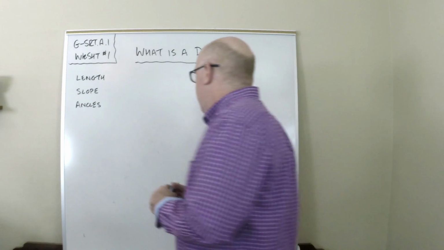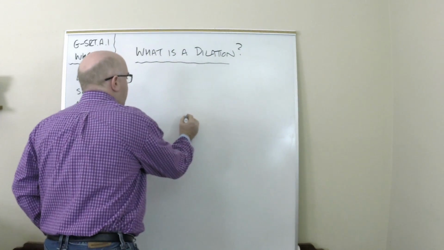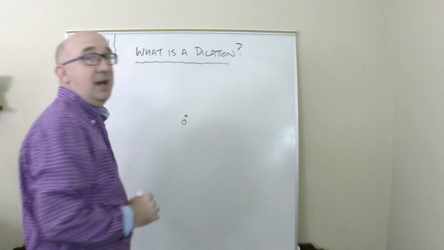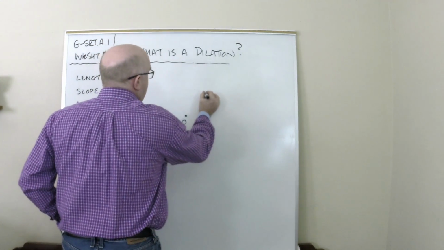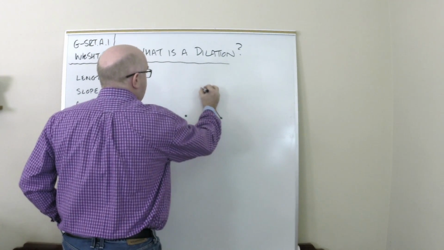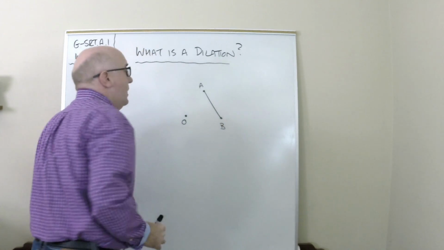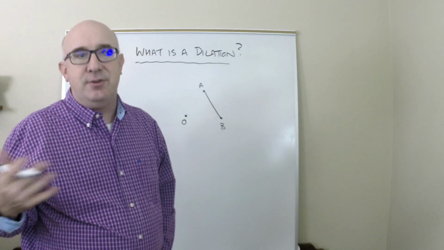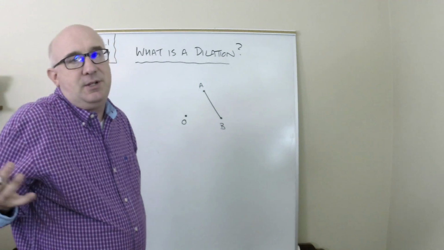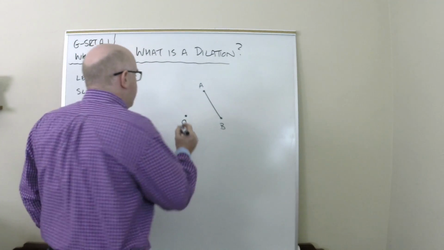Just quickly, the idea is we talk about a center of dilation, often used O, and then we have an object. Let's say it's a segment like this, segment AB. And we're going to dilate segment AB, and you have a scale factor. There's different kinds of scale factors, but let's just pick two for simplicity.